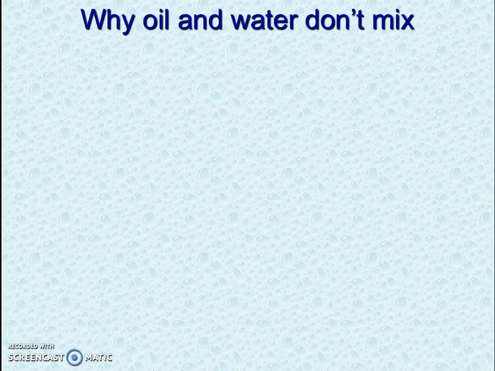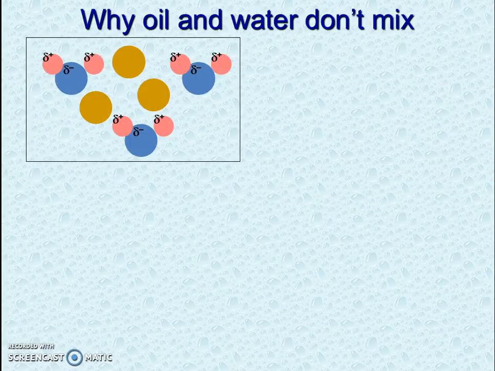All right, so why don't they mix? Well, let's look at it. Here we have a mixture of water and oil. What happens here is that the slightly negative ends and the slightly positive ends of this water are going to start to attract each other. That's what we call hydrogen bonding, right? Hydrogen bonds. So they're going to attract each other, and when they attract each other, they're going to move closer due to those electrostatic forces.